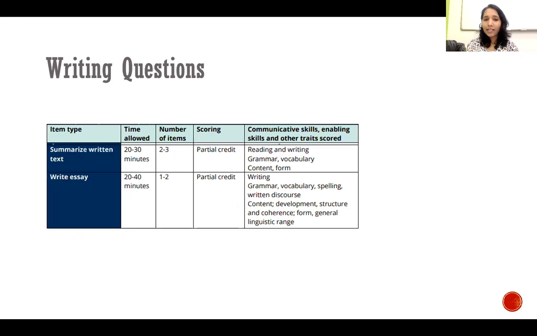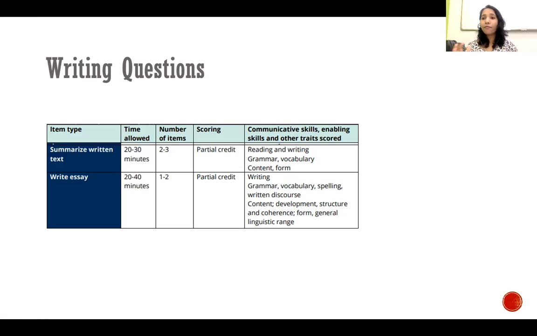Now, PTE writing has only 2 question types, like you can see. So it has 2 sections and 2 question types. Section 1 of your writing is summarize written text. So that's just 1 question type, summarize written text. You'll have 2 or 3 of these questions, okay? So 1 type of question in this section 1, that's called summarize written text.